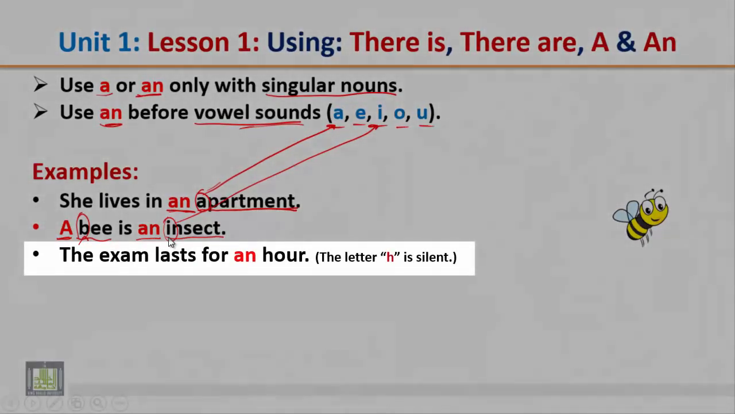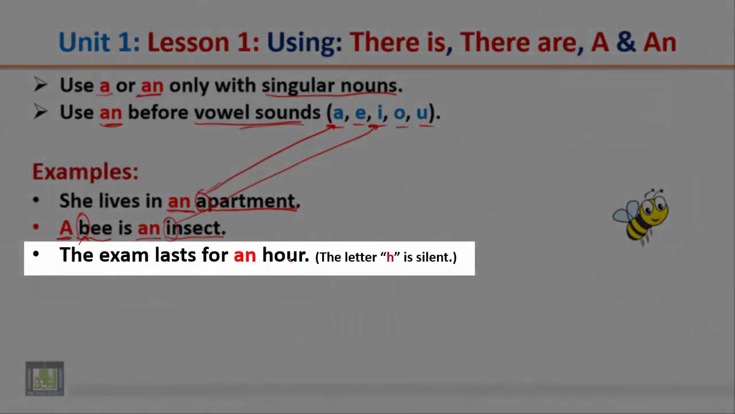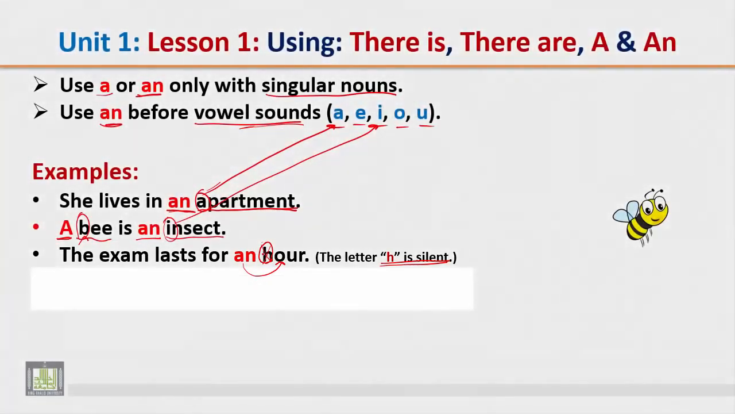Another example: the exam lasts for an hour. Notice the pronunciation of the word hour. Hour. The letter H is not pronounced. It is written, but it is not pronounced. It is silent. So we say an hour. Why? Because this letter is not pronounced. It is silent.